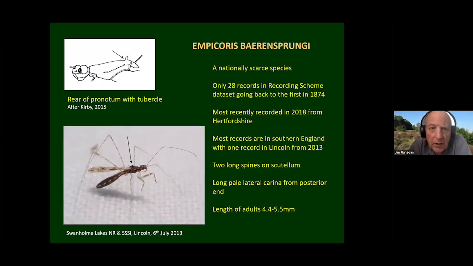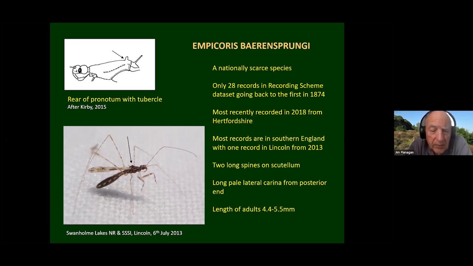And here we come to Empicorus bearenspringi. This is a nationally scarce species. We don't have very many records of these, and I don't really have a reason for that, but it's been most recently recorded from Hertfordshire in 2018, and most records tend to be from southern England, with a single record from Lincoln in 2013, which is shown on that photograph lower left-hand side.